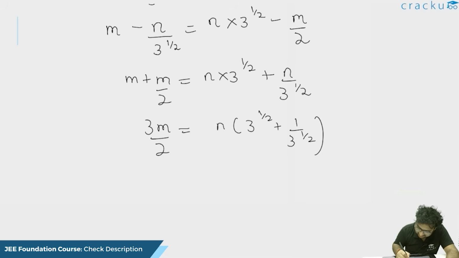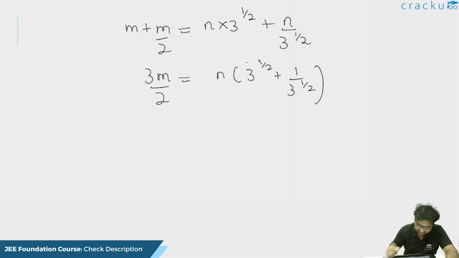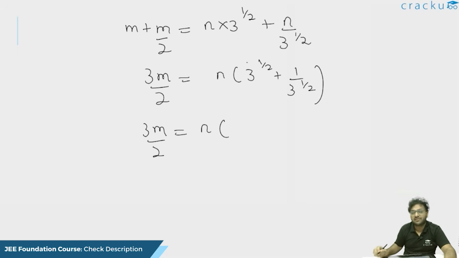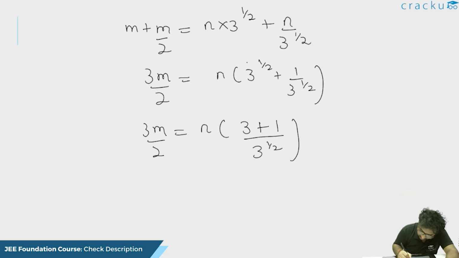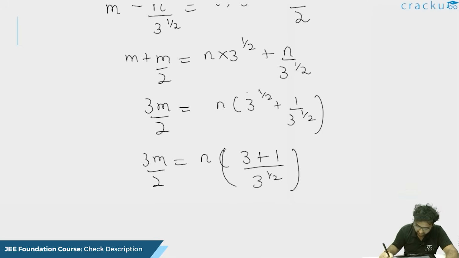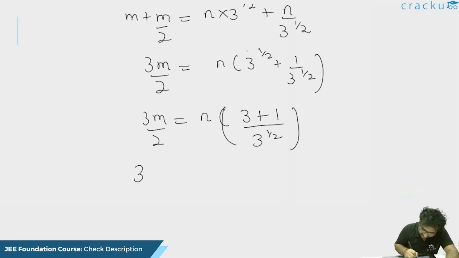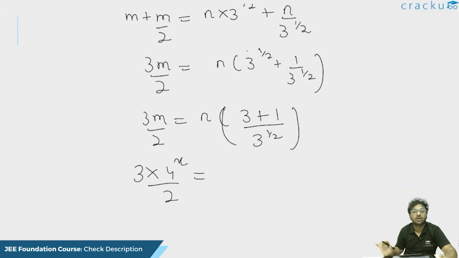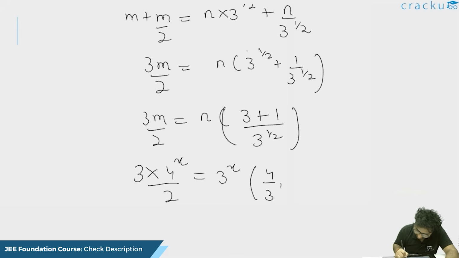This would be multiplied with 3 to the power 1 by 2 up and down, on the numerator and the denominator. So 3m by 2 is equal to n into 3 to the power 1 by 2 into 3 to the power 1 by 2, which is 3, plus 1, upon 3 to the power 1 by 2. Now replace m and n. m was 4 to the power x, so I will replace this by 3 into 4 to the power x upon 2 is equal to n, which was 3 to the power x, into 4 by 3 to the power 1 by 2.